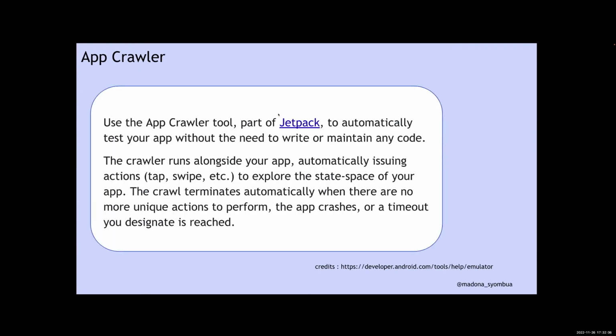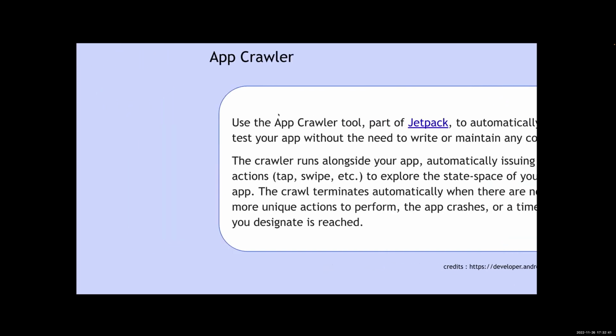And then there's the app crawler too. This one is part of Jetpack, and it automatically tests your app without the need to write or maintain any code, which is interesting. So you might want to try it out. The crawler runs alongside your app automatically, issuing actions like type, swipe, etc. to explore the state space of your app. And then the crawl terminates automatically when there are no more unique actions to be performed, the app crashes, or a timeout you designate is reached. So that's pretty interesting too. I would like for us to also try that if you're there.